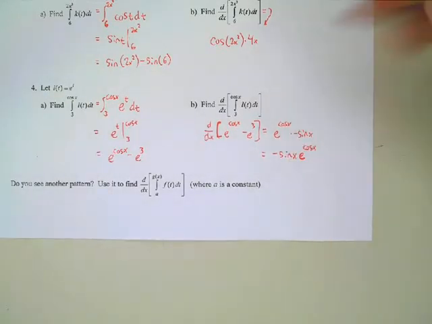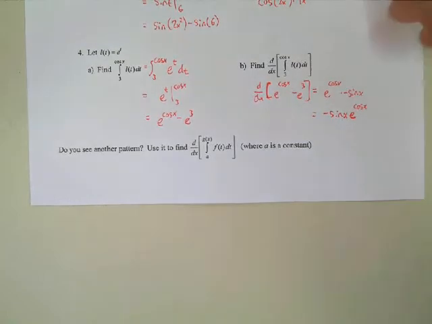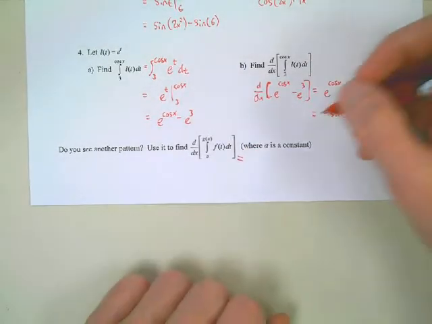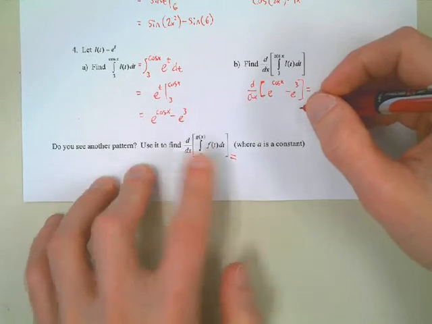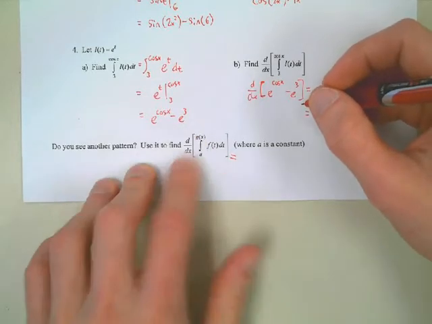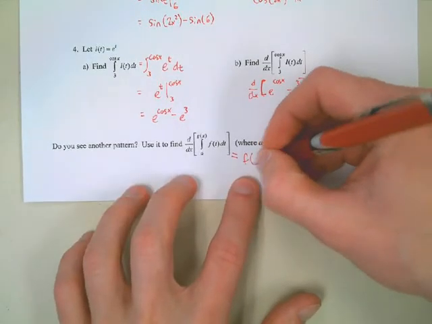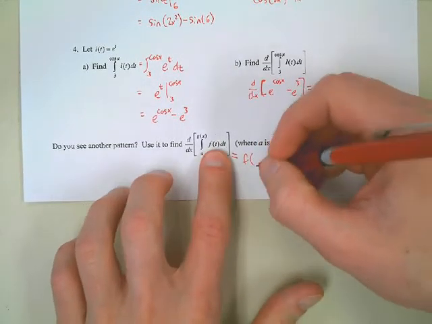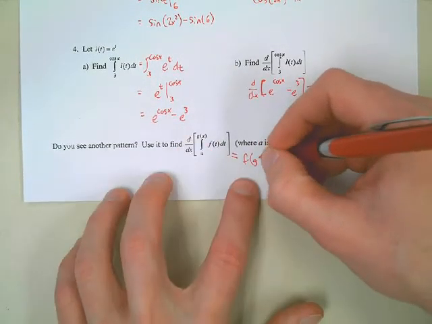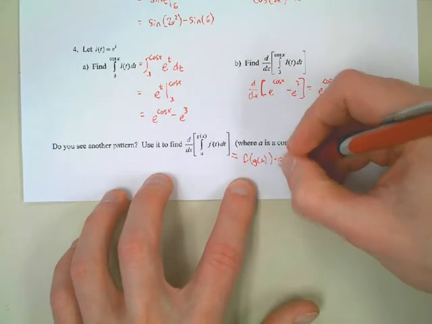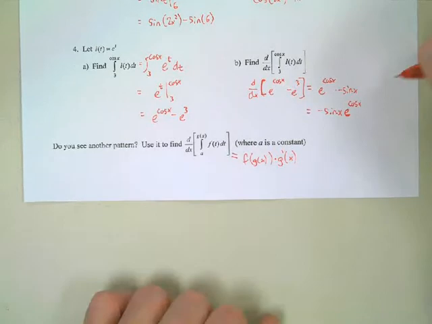So in general, then, if we take the derivative of an integral from a to a function, the derivative and integral will cancel out, and it will be f of what? What's going to replace the t? F of g of x. Yeah, g of x replaces the t, times g prime, the derivative of what was inside there. That's true in general. Okay.